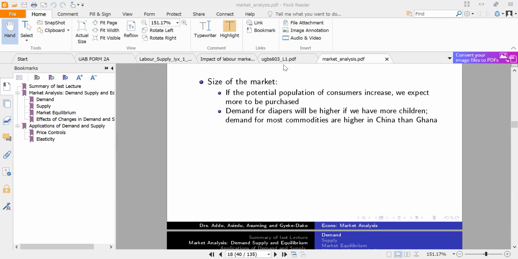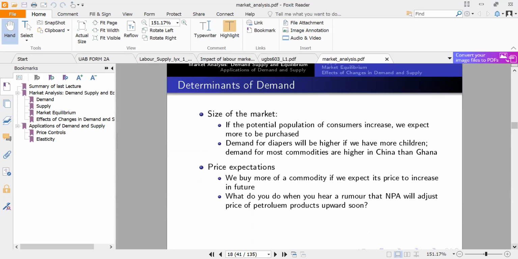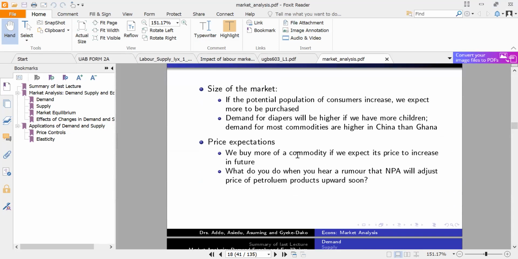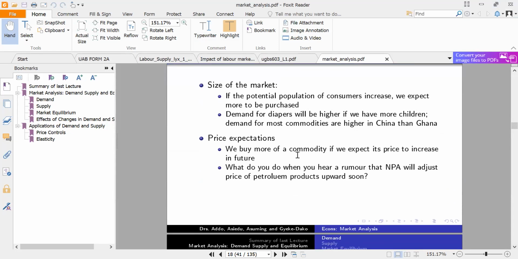Somebody is asking, are gari and beans complements? For me, they are different products, but for some people, they are complements. I don't take gari, so it will not be a complement for me. It's not because it's inferior, it's just because I've not taken gari for a long time. Okay, price expectations: we buy more of a commodity if we expect its price to increase in the future. I know people have more comments on that.